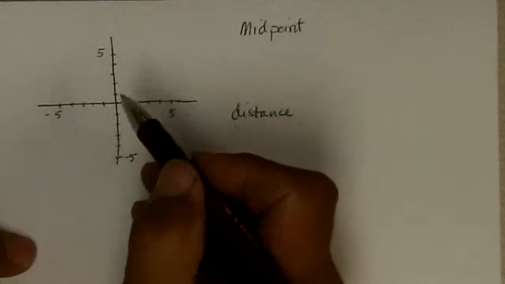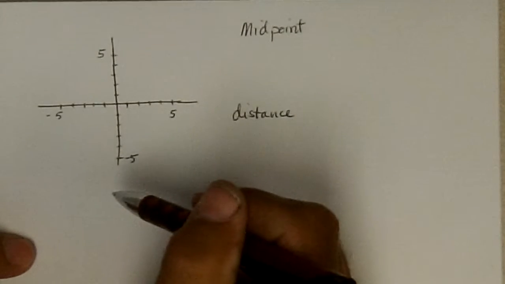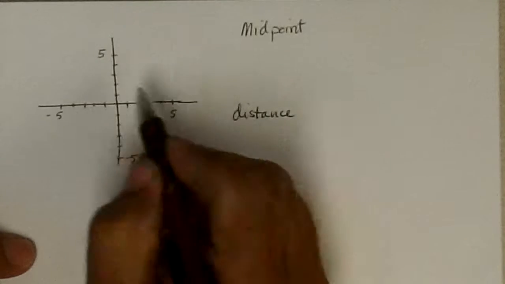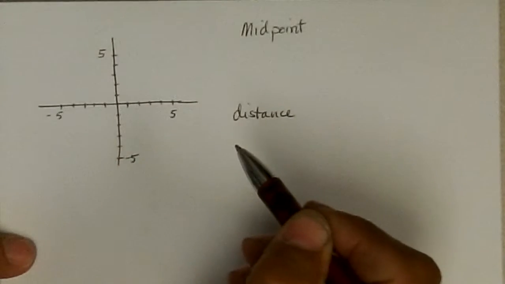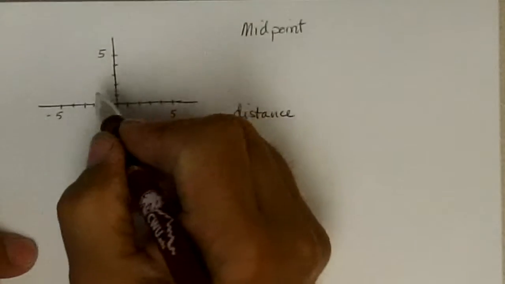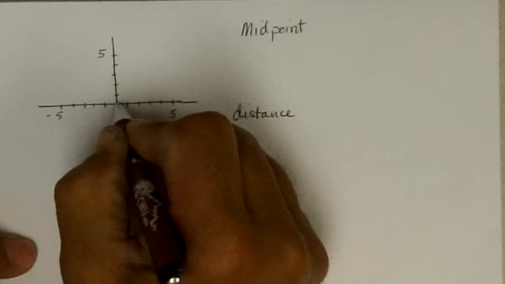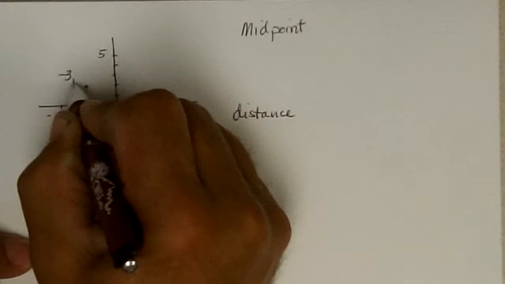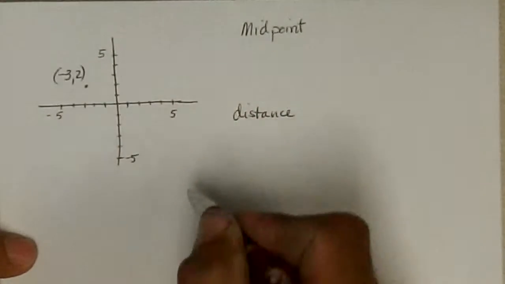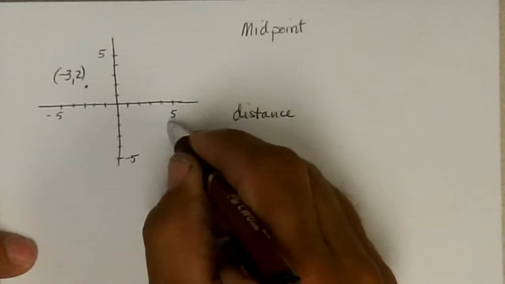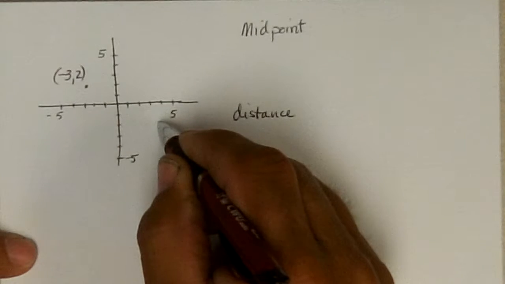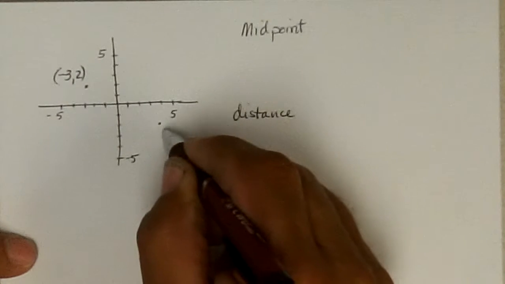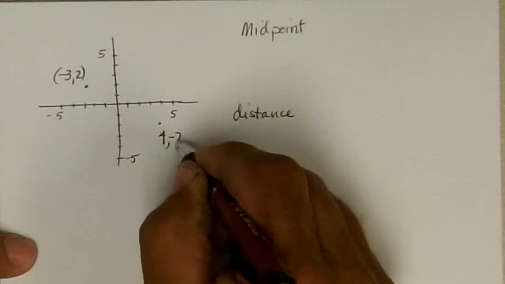Alright, I'm going to find the midpoint of a segment. So that means we should need 2 points to define the end of the segment. So let's pick (-3, 2). And I'll pick another point, how about (4, -2).